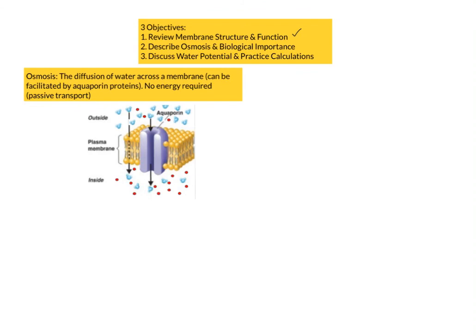Okay, so the second objective here is I want to talk about osmosis, describe it, as well as talk about its biological importance. So that's where we're headed right now. So first of all, osmosis, just want to define this, is the diffusion of water across a membrane. And this can be, though not always, facilitated by an aquaporin protein. Because this is diffusion, this is an example of passive transport. No energy is required to do this.